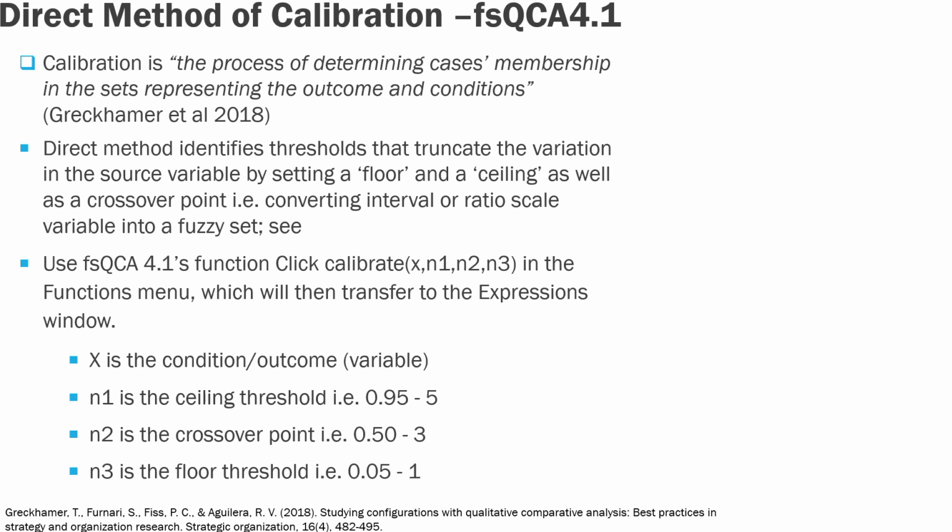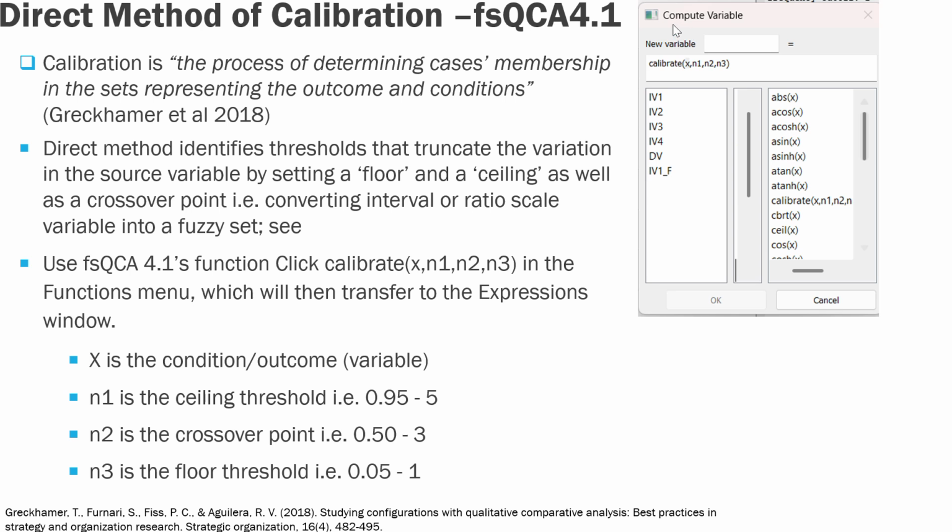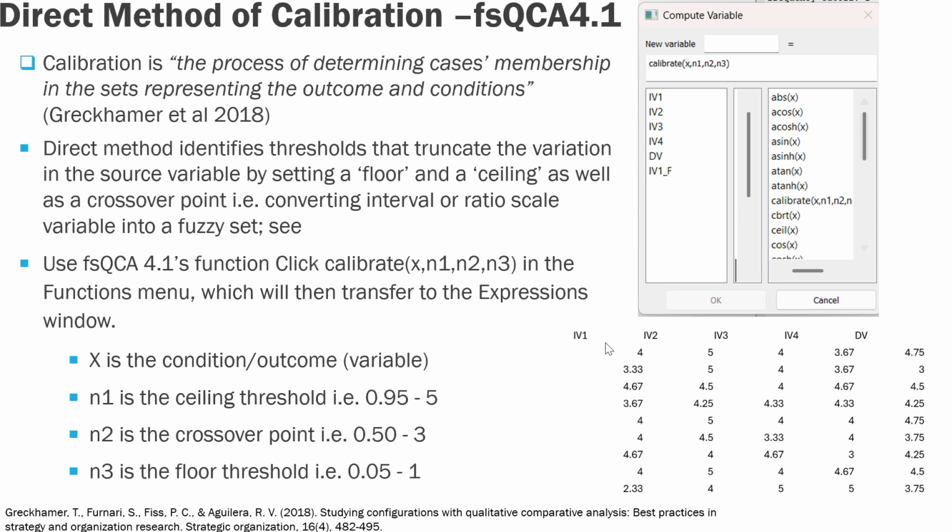Now, in order to show how we can do it, let's quickly go to fsQCA 4.1. There's a compute variable, and we can access calibrate here. I'll just show you in a minute. And here is the raw data I've got, so Likert scale, 4 independent variables: IV1, IV2, IV3, IV4, and the dependent variable. Now let's go to the software.